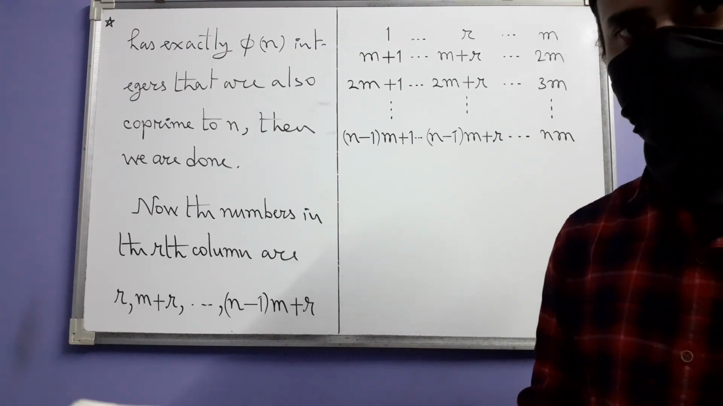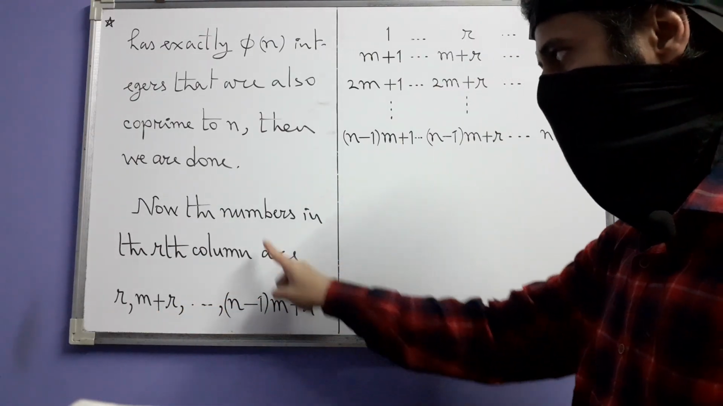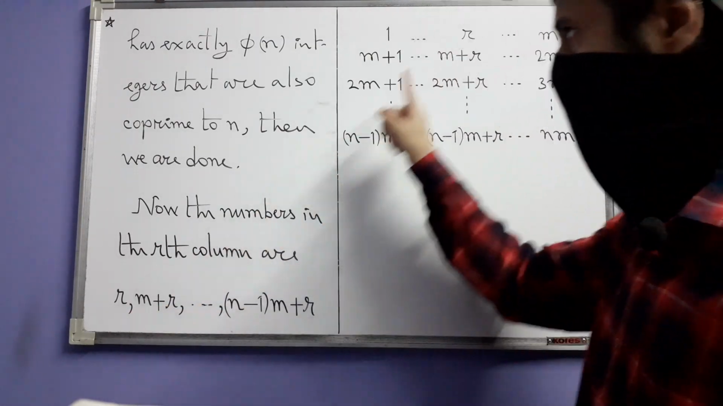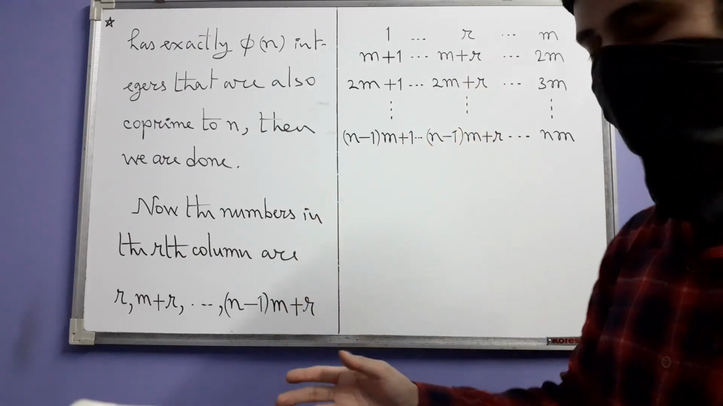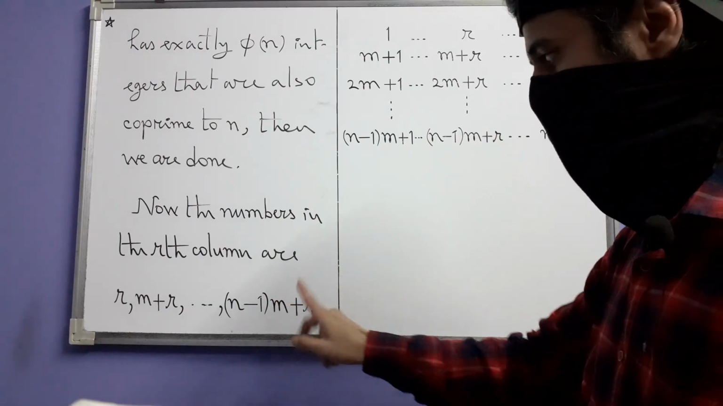Now we isolate the integers in the rth column and write them like this. The numbers in the rth column are r, m plus r, 2m plus r. You can see the pattern. And the last one is (n minus 1) times m plus r.